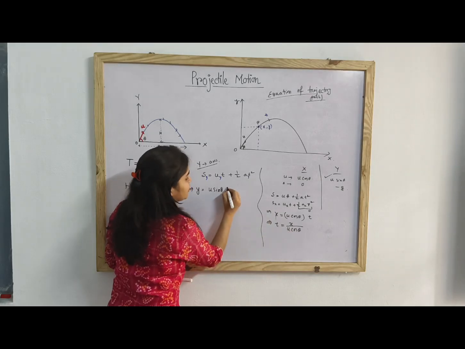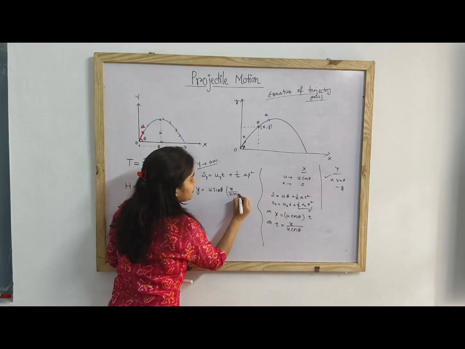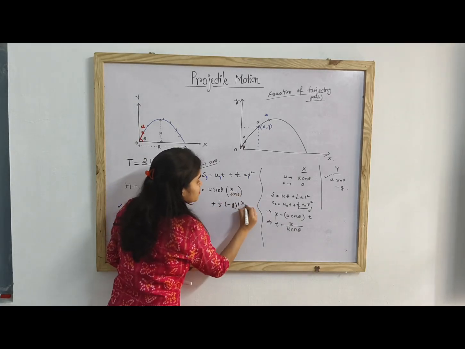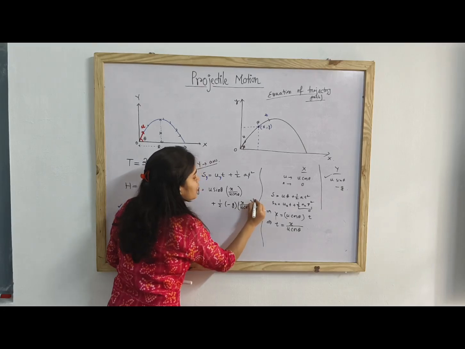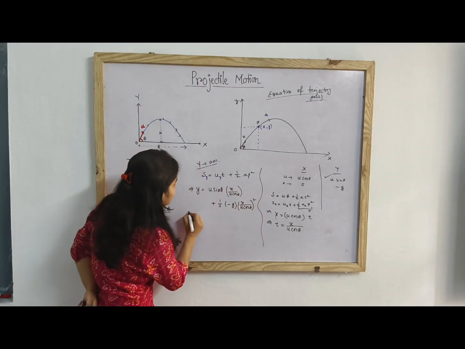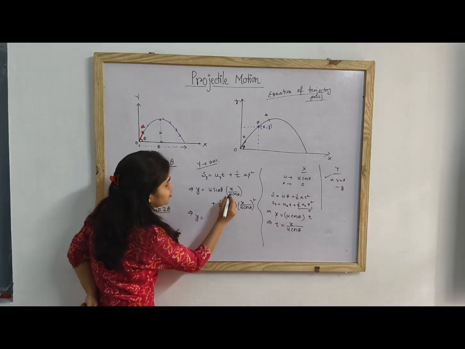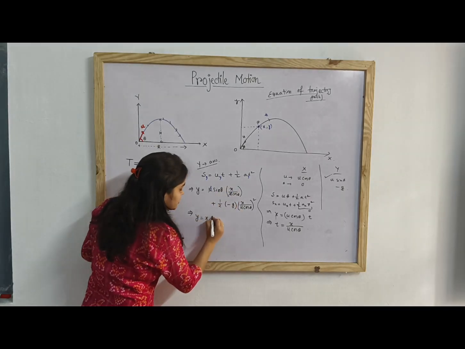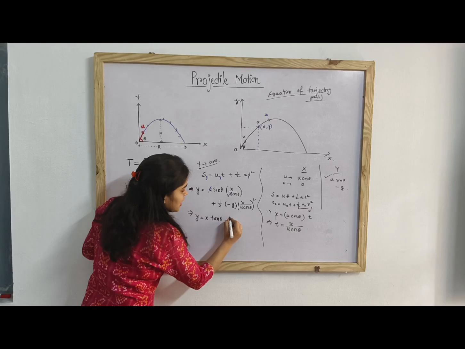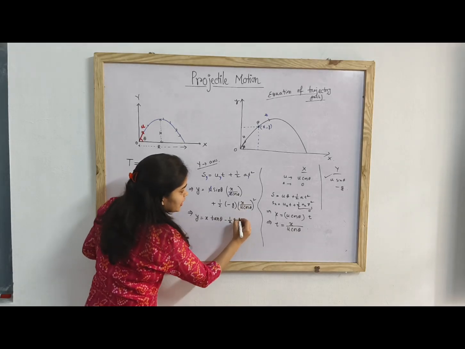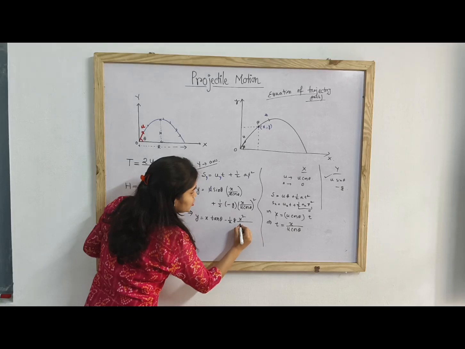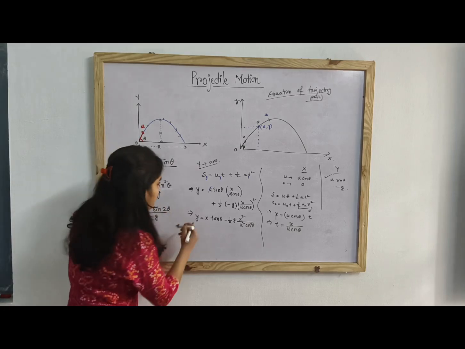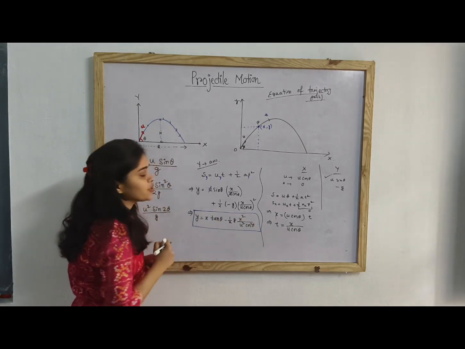What is t? t is equal to x by u cos theta, plus half ay, and ay is minus g, again t is x by u cos theta whole square. It is clear? Okay. Now y is equal to, u and u will cancel out, so x sine theta by cos theta, that means x tan theta, minus half g x square by u square cos square theta. This is the equation of the path, the equation of the trajectory.